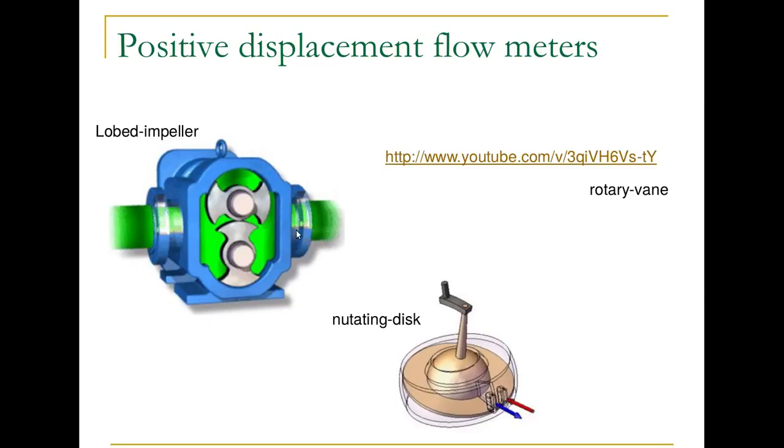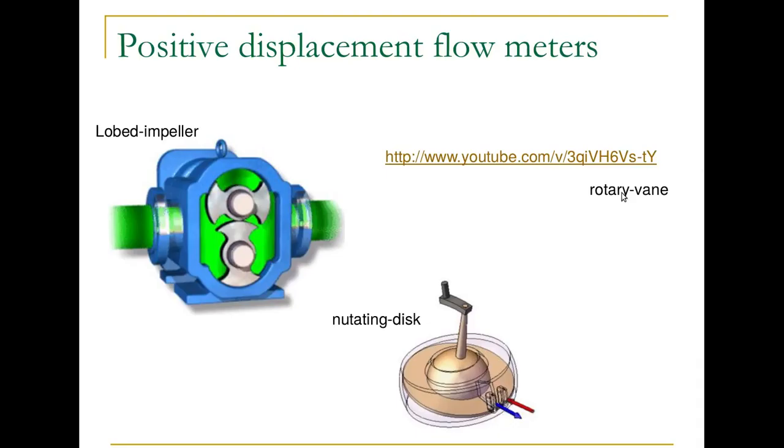First, we have a lobed impeller, which is a very durable but slightly less accurate type of meter. The rotation of these shafts is a direct indicator of the flow through the meter, because if no fluid can go between the lobes or between the lobe and the wall, then every rotation of the shaft has the same amount of fluid going through it.